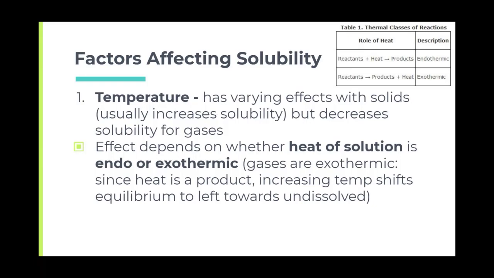So you can see in the top right, in an exothermic reaction, heat is a product. And so since you are increasing the temperature, that is creating a product which will shift your equilibrium back towards the reactants. And so that's why increasing the temperature decreases the solubility for gases and other things that are exothermic. And then endothermic has the opposite reaction, which is what most solids are, because it's endothermic. So if you add heat, that is a reactant, which will push your equilibrium to the right and will give you more products, which is your dissolved solute in the solvent.